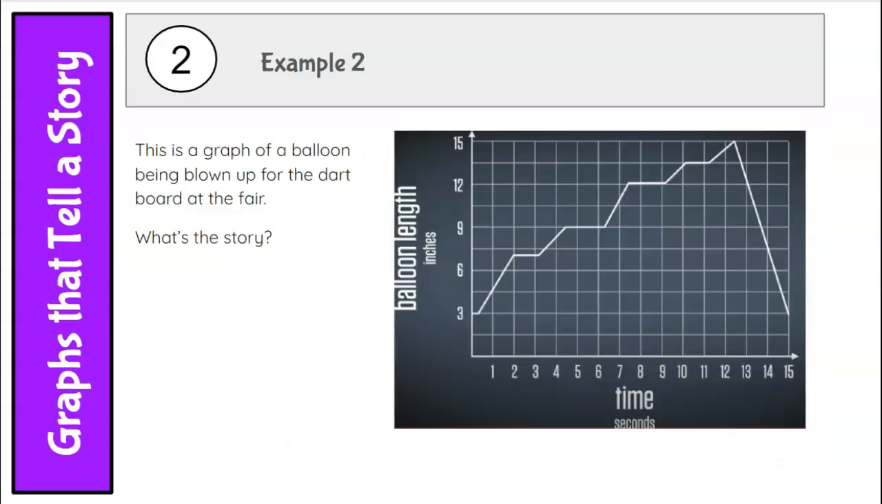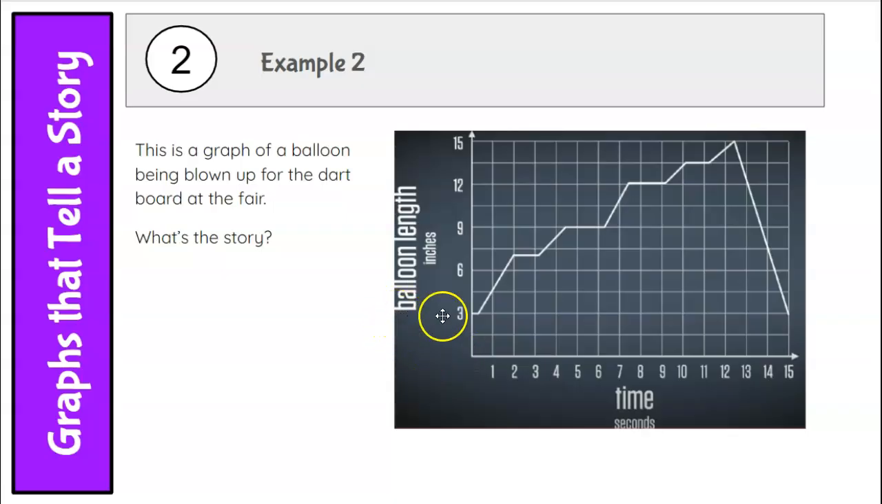Let's take a look at one more example. This is a graph of a balloon being blown up for the dartboard at the fair. What's the story? So in my mind, I start asking myself some questions. Why does it level off here every so often? Why does it decrease at the end? Why does it start here at 3 inches? Why doesn't it start down at 0? Can you answer some of those questions?